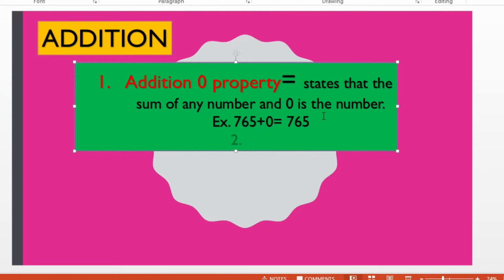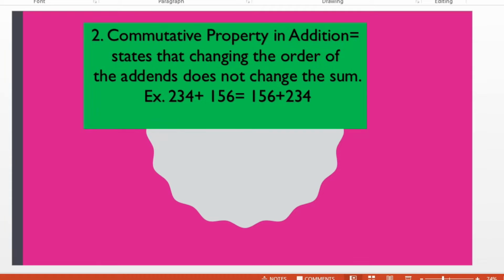Another one, 0 plus 345 equals 345. So again, addition zero property states that the sum of any number and zero is the number. Commutative property in addition states that changing the order of the addends does not change the sum. Examples, 234 plus 156 equals 156 plus 234.